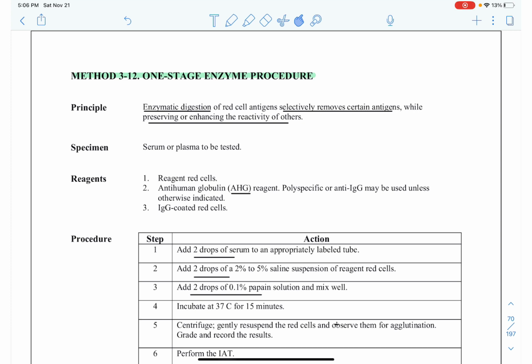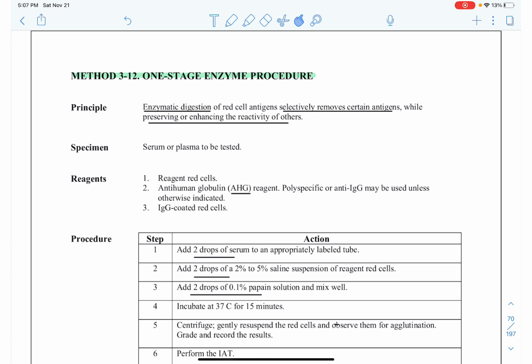Method 3-12 is a one-stage enzyme procedure. One-stage methods are where all ingredients are added at one single stage. I googled the definition of one-stage methods before doing this presentation to get a good definition, and there is actually a one-stage cookie recipe method where all ingredients are added at once, and needless to say, I never got a good definition. I was really distracted. But much like the cookie method, the one-stage enzyme procedure is where all of the ingredients are added at once.